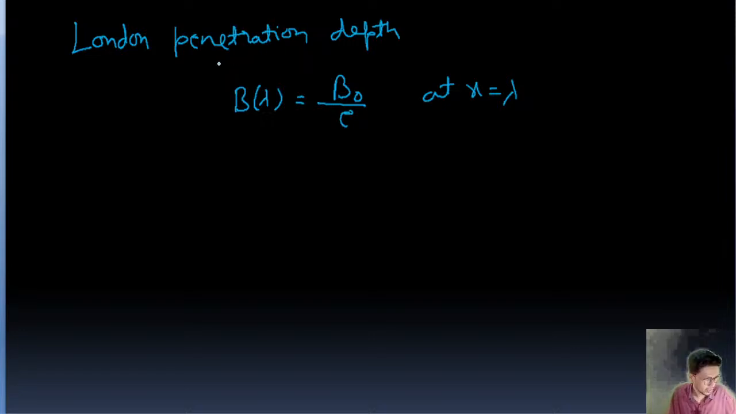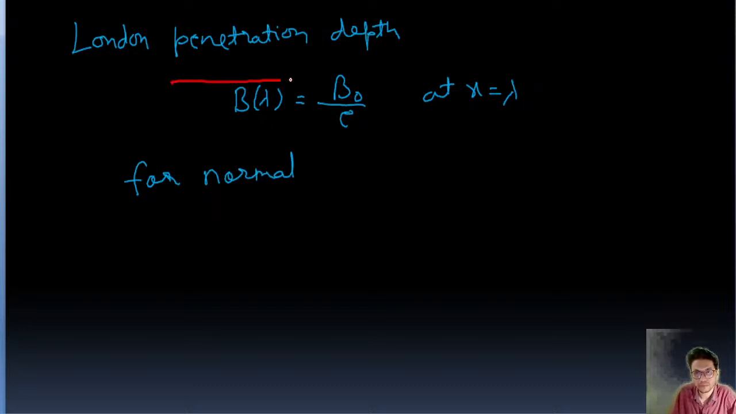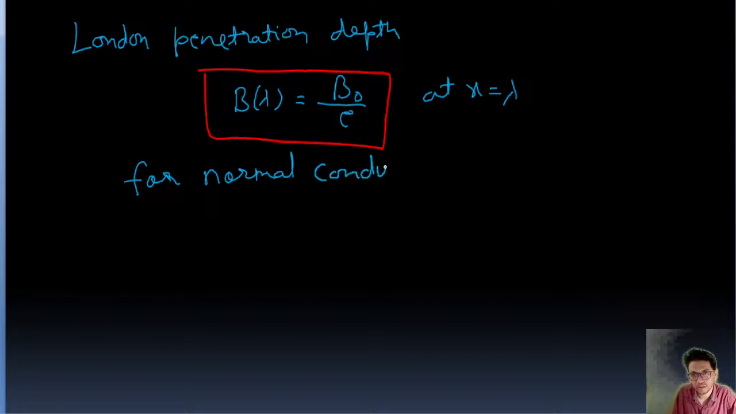Now for a normal conductor, guys, the penetration depth lambda is infinite, and ns, the number of super electrons, is 0 for a normal conductor.